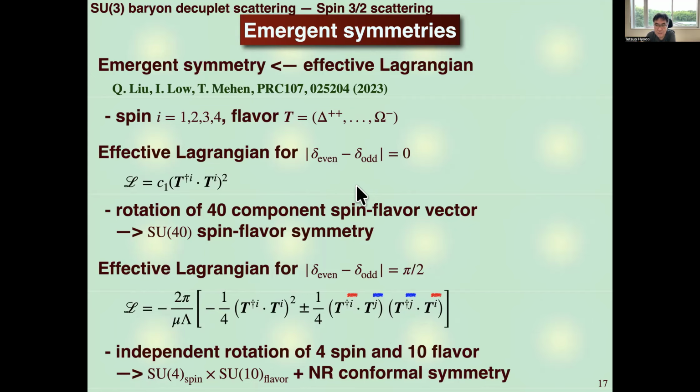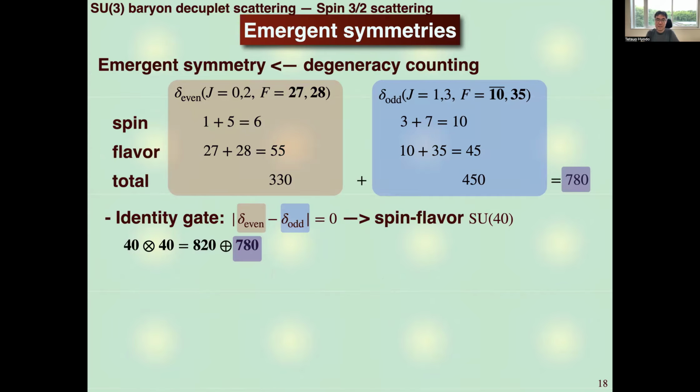So in the decuplet baryon scattering, the identity operator gives us the SU(40) spin flavor symmetry, while the swap gate operator gives us the spin SU(4) times flavor SU(10), and also non-relativistic conformal symmetry. So it's a large symmetry. Here I just explain this SU(40) or SU(4) times SU(10) structure can be naively obtained by counting the independent degrees of freedom. This is a kind of hand-waving argument, but still we can make a confirmation of the previous symmetry result by looking at the number of independent particles.